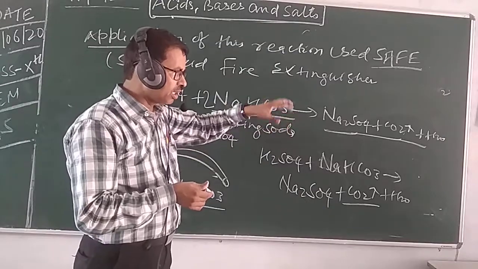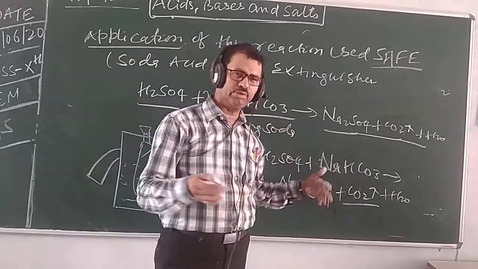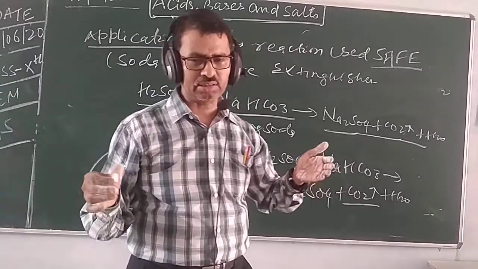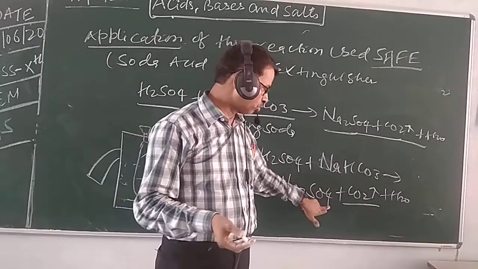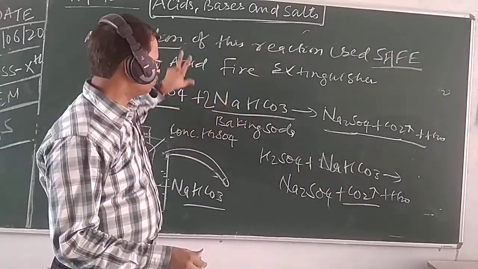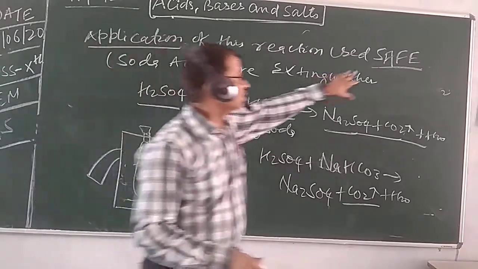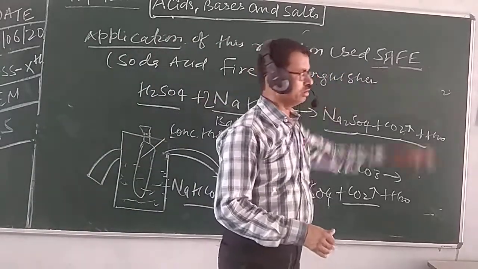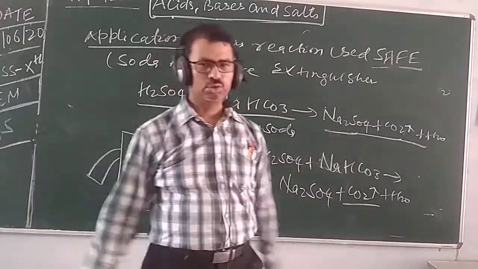So the CO2 gas evolves forcefully from this cylinder and puts pressure on the area of the flame. We know that carbon dioxide is not a supporter of fire, so after that the fire will go off; the fire will be extinguished. That's why this reaction is used in SAFE, the soda acid fire extinguisher. So this is the application of the chemical reaction when acid reacts with salts.